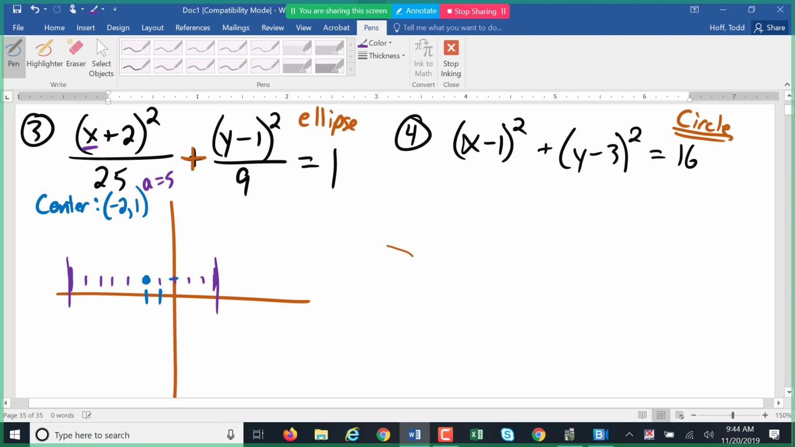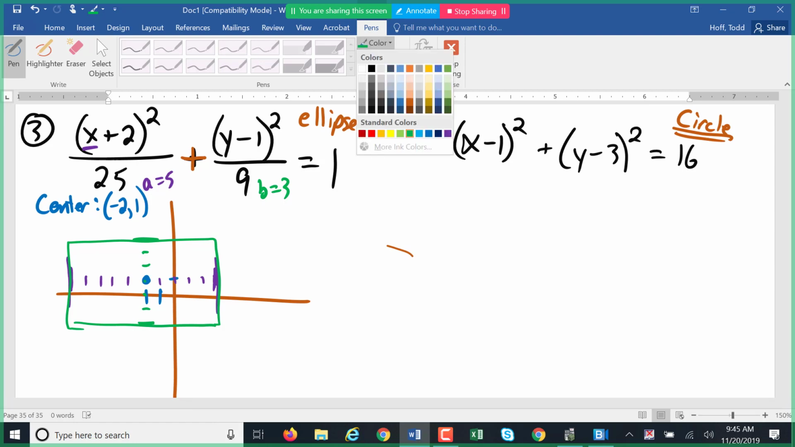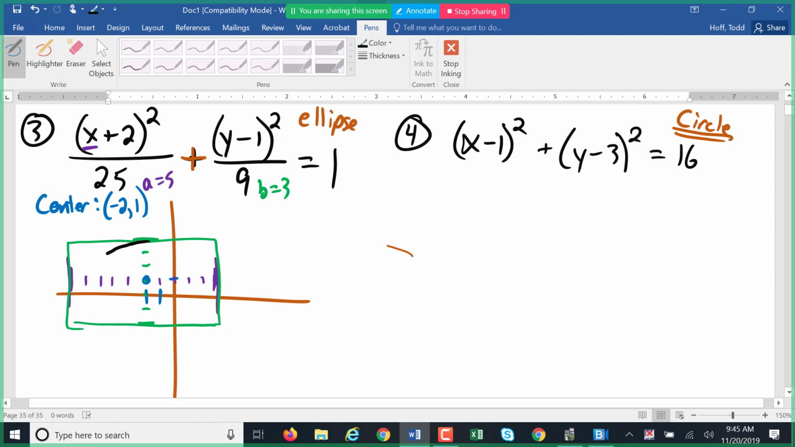That makes the sides of the box that would contain this ellipse. Under the y, we have 9. So b squared equals 9, telling us that b equals 3. So from that center, we go up 3 and down 3, forming the top and bottom of that box. So the box that contains our ellipse looks something like that. So now we can draw in our ellipse. It's going to be tangent to all 4 sides of that box. So there's our ellipse, sort of.